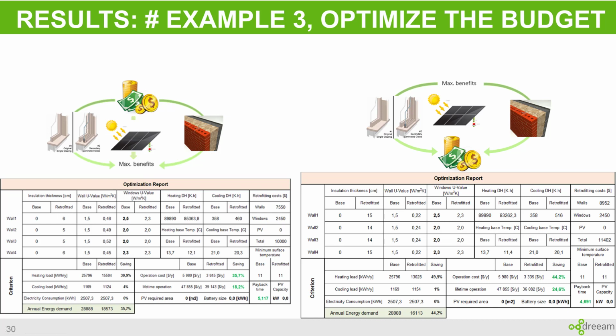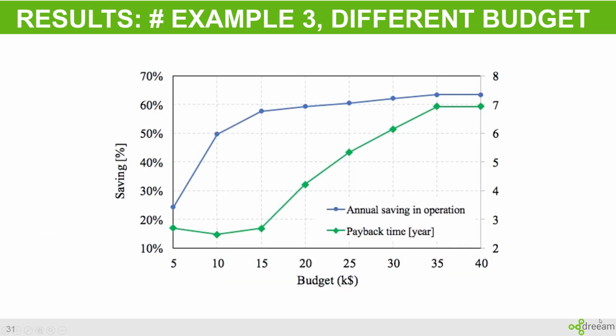I assume that I have 10,000 I need to invest for retrofitting. The computer shows me where I should spend this money, but when I ask it to optimize the budget, it tells me it is better to increase the budget from 10,000 to 11,400, and it is better to increase some insulation. Here, as we saw, based on the given budget, 10,000, I should put this much insulation on each wall. But if I ask it to determine the budget, it tells me to put this much insulation. And the reduction in the annual energy demand will be about 44%, and the payback time is 4.9 years.